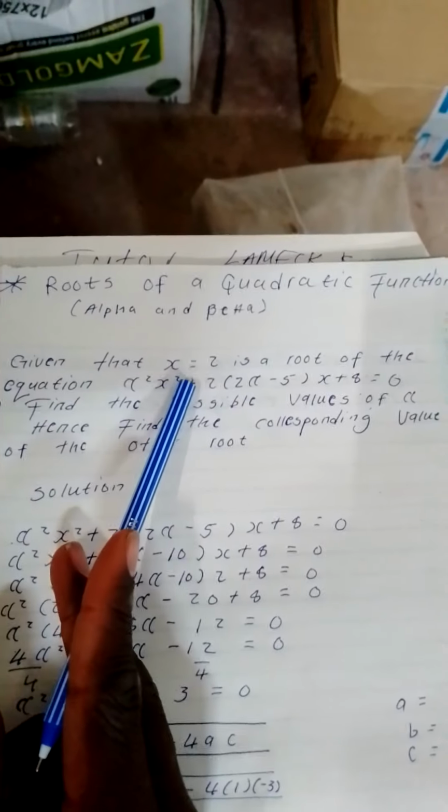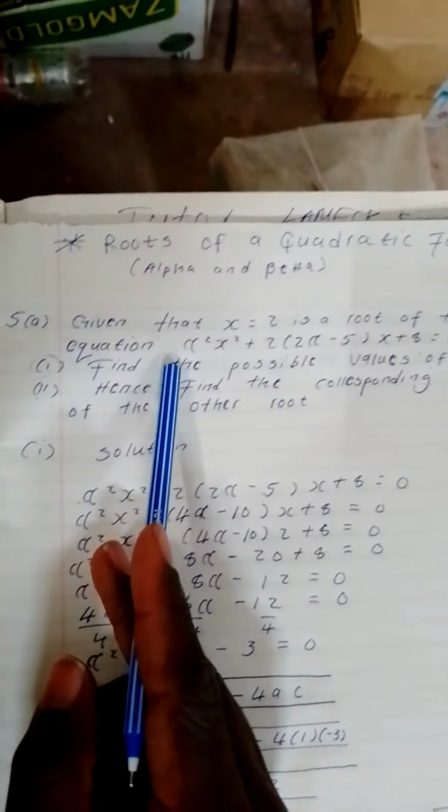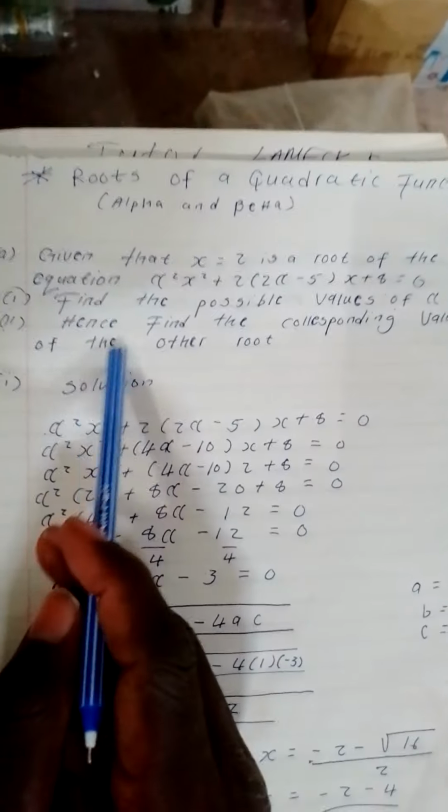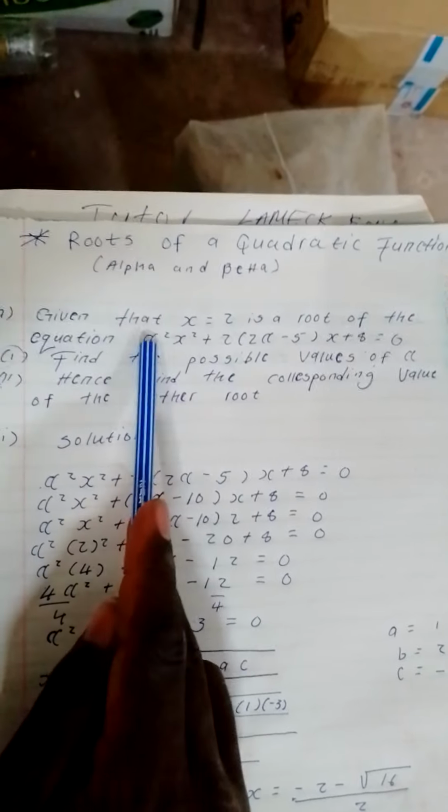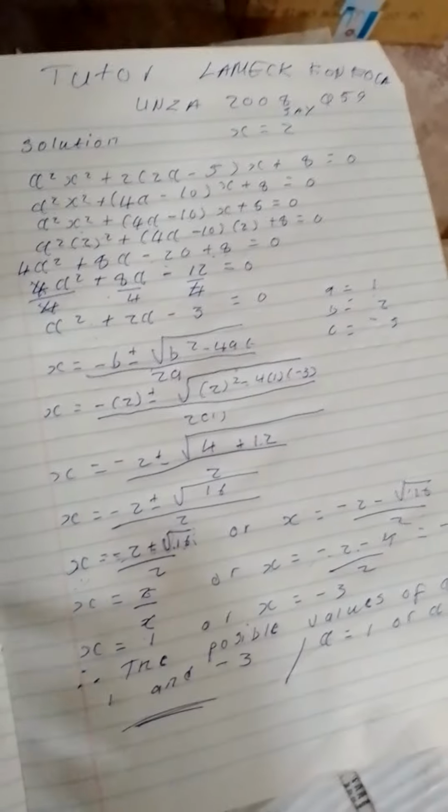Given that x is equal to 2 is a root of this equation, find the possible values of alpha. We have been told to find the possible values of alpha, and this is our solution. I hope you get it clear.